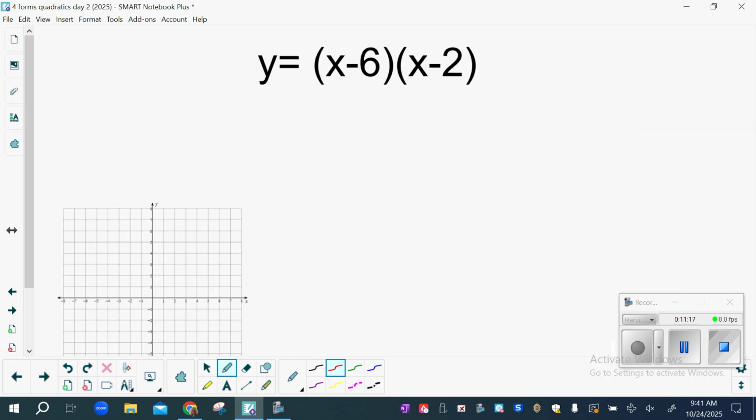Okay, here comes my favorite one. I gave it to you in factored form. So the first thing I need to do is put it in standard form. How do you do that? You claw it. See, I have to act it out for you. If you're watching the video, I'm making a claw hand. So just claw it.